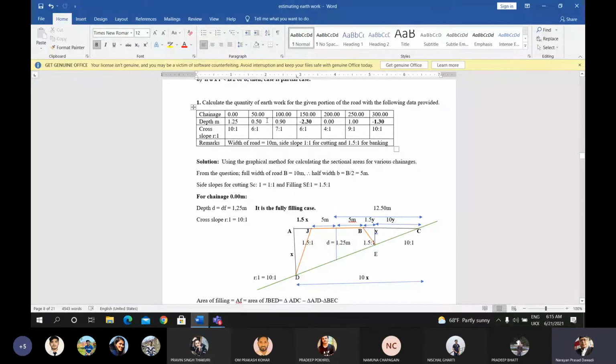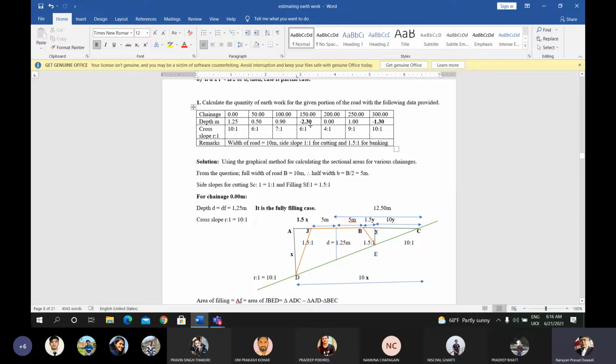For the 50 meter, 6 into 0.5 is 3 meter, which is less than the half width of the road, 5 meter. So this portion of road will be in the partial case, and the depth is given as filling depth. So you have to make the figure of the partial case having depth of filling. Okay, you have to use it in this way. Now for the 100 meter, 9 into 0.7, that's 6.3 meter, which is greater than the 5 meter half width of the road. So it is also fully filling.